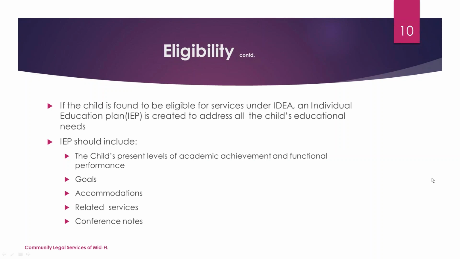If the child is found to be eligible under IDEA, they have to create an IEP, an individual educational plan, and that is meant to be the roadmap for moving forward with this student. This tells the district what you're going to do differently for this child than you do for every other child in the school. The IEP should include their present levels of academic performance and functional performance. That means where are they now? It should have a baseline for reading and for math. It should say things like, Tommy can read at a second grade level.